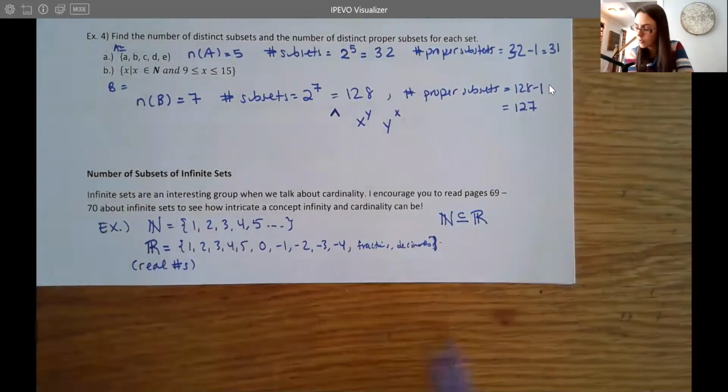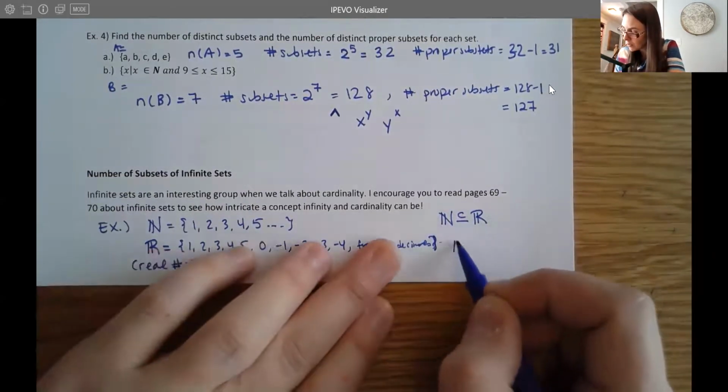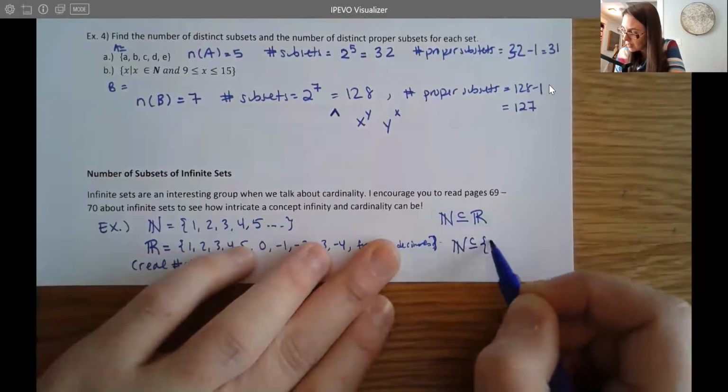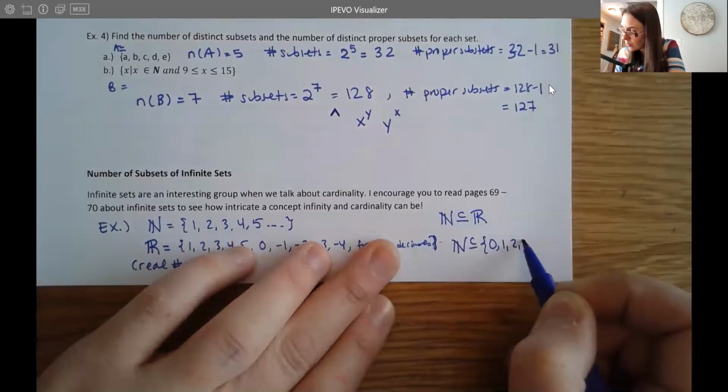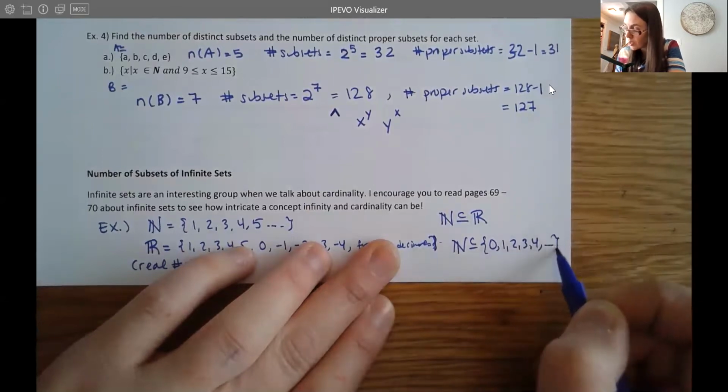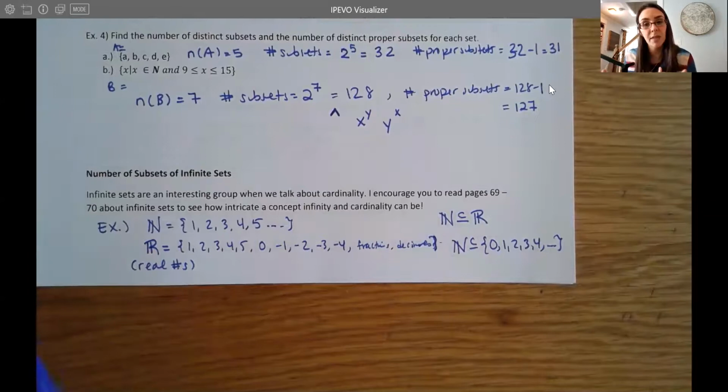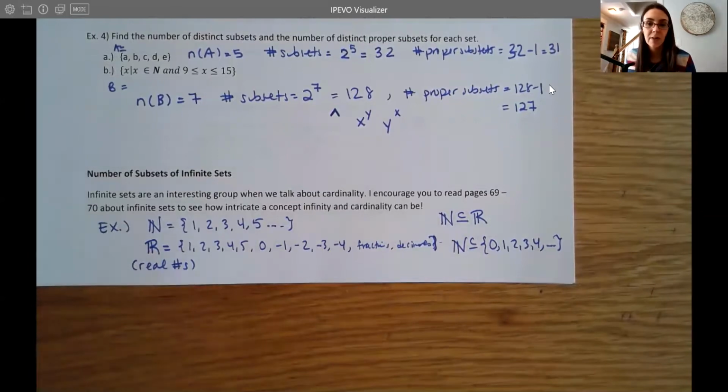or the natural numbers are contained in the whole numbers, right? So my natural numbers are contained in the set that's 0, 1, 2, 3, 4, and so on. So we can still have subsets with infinite numbers, which is sort of an interesting idea.